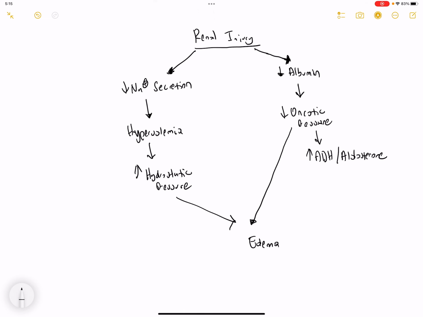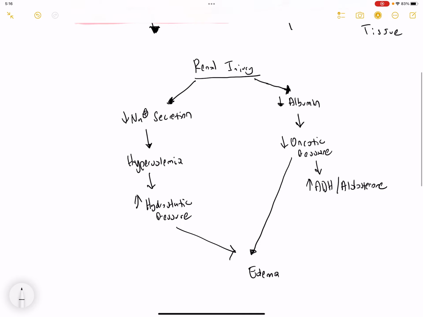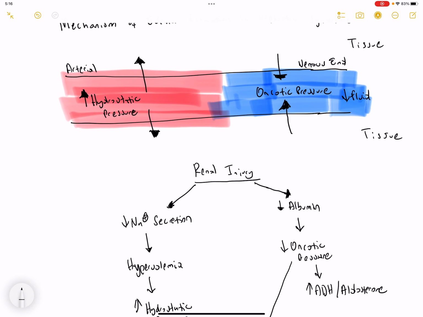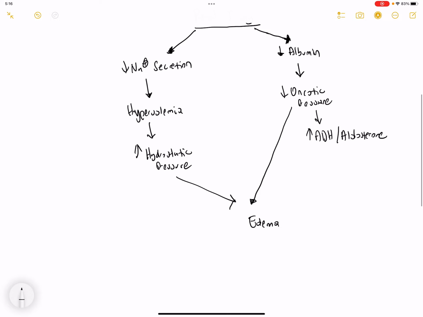So this is a false signal, where the body thinks that it needs to release these hormones so that it retains more fluid, even though we have the fluid accumulating in the tissues. And this release of antidiuretic hormone and aldosterone is going to lead to sodium and water retention. And this is also going to result in edema.